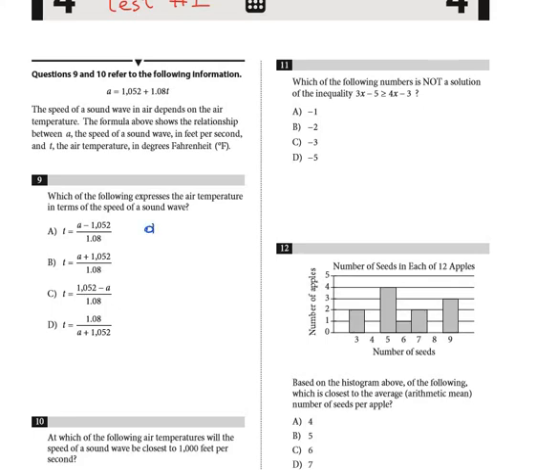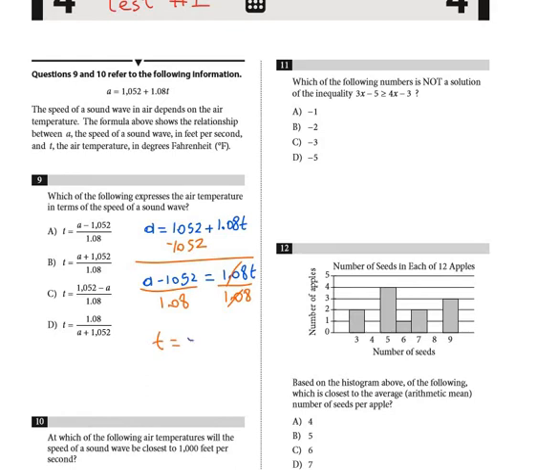So our function is a is equal to 1052 plus 1.08t. Our first step is to subtract 1052 on both sides. So we obtain a minus 1052 is equal to 1.08t. Now we need t alone because we are solving for t. So we divide by 1.08, then t is equal to a minus 1052 over 1.08. So this is the answer, and it is this. Next.